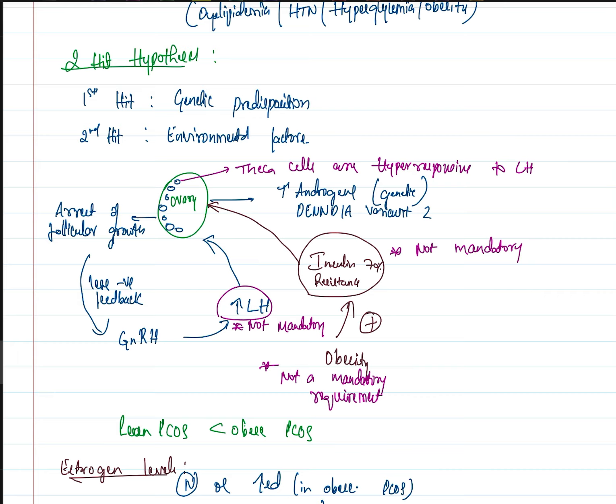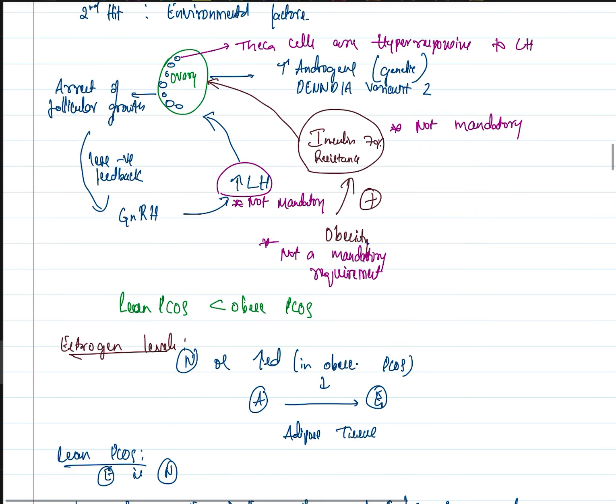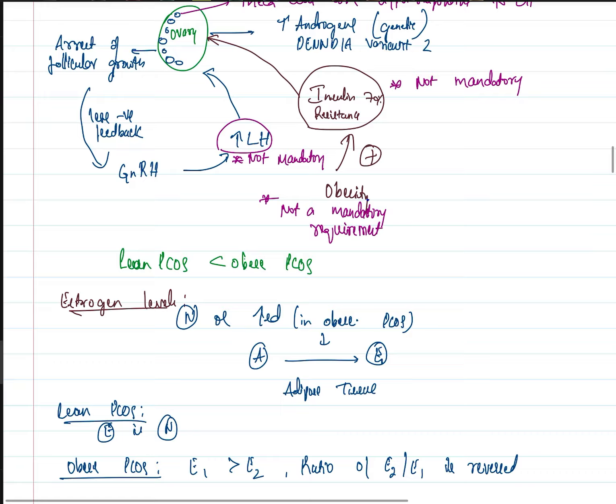And the second thing is obesity. Obesity leads to insulin resistance in 70%. That again leads to your increased androgen. There is a lean PCOS as well, where the insulin resistance will not play a major role.